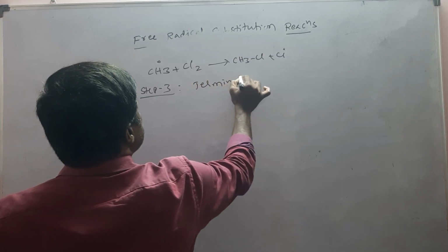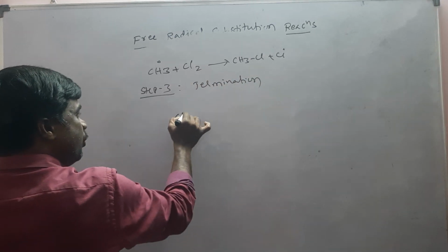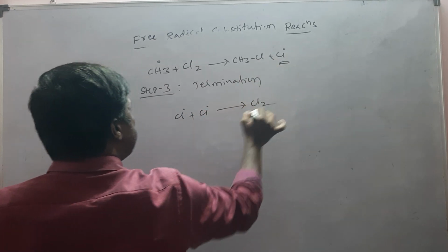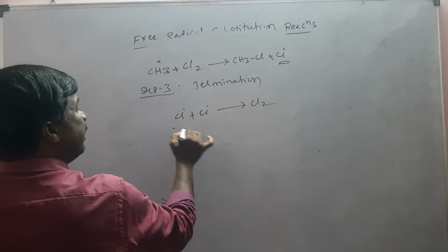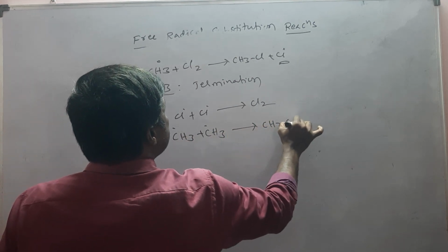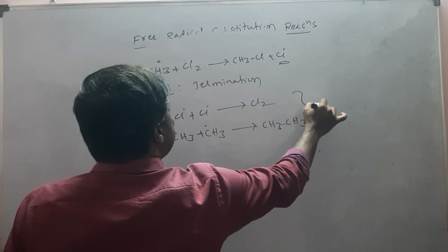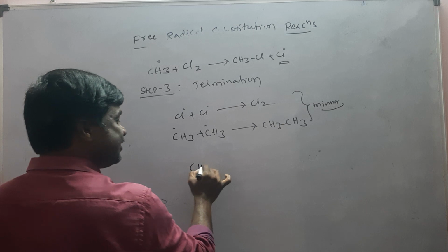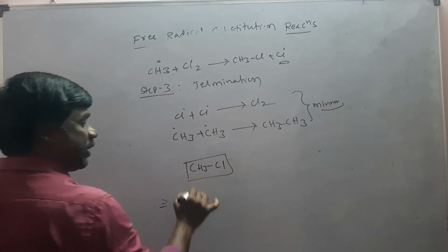Termination means you have to stop the radicals. Here the chlorine radicals from the first step combine to form Cl2 gas. Also, any unreactive methyl radicals combine to form ethane. But these two are always minor. The major product is CH3Cl, which forms only in the propagation step.